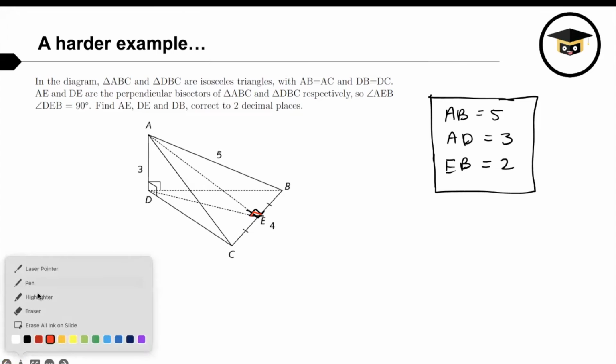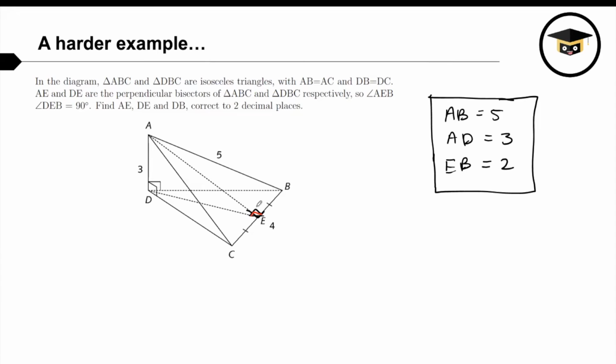It looks a bit bad on the diagram right now, but I will draw out the triangles separately. We also said AB is equal to AC, and we know that DB is equal to DC. So that's really our annotated diagram from just using all the information here. So we need to find what AE is, DE, and DB.